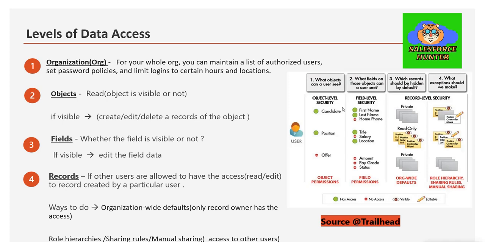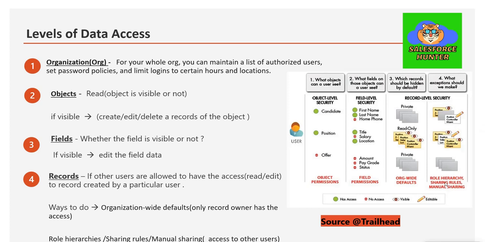Now we come to the record levels. Okay, as you can see, these gray ones are private. Basically here the setting is organization wide default. Basically the owner is able to see those records. Now we come to other records as well. For example, these records have read only permission. The other user could only read those data but not edit it.